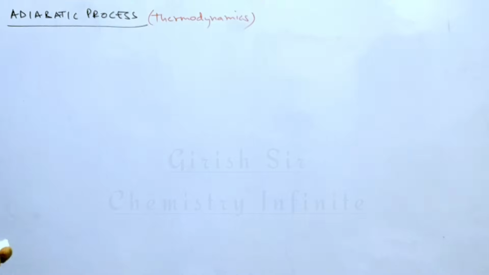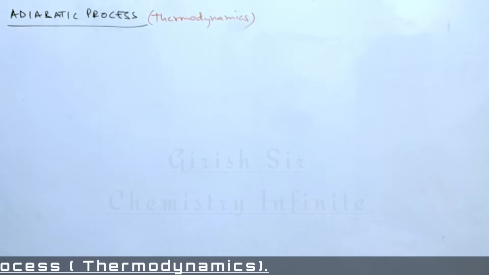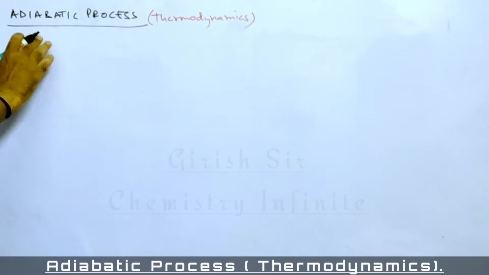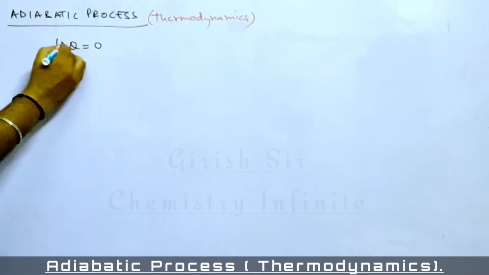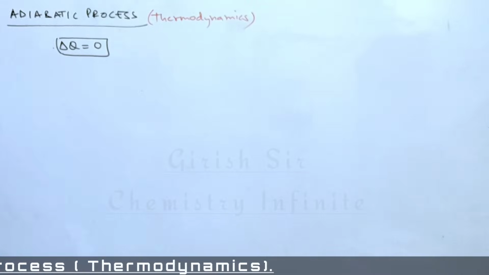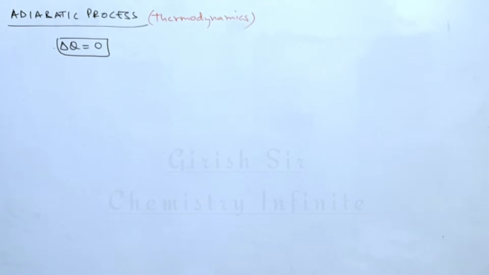Hello students, we'll see how to derive work done during an adiabatic process in thermodynamics today. If a process is adiabatic, then no heat exchange takes place during that process between the system and the surroundings. The system generally comprises of an ideal gas present in a closed container. Okay, so no heat exchange will take place.